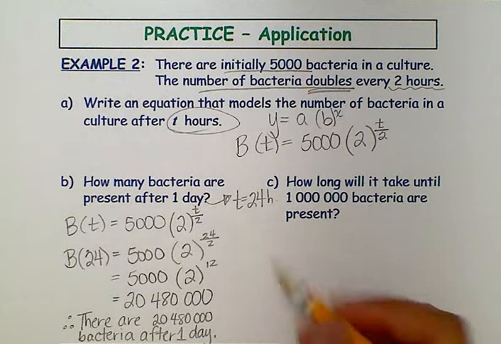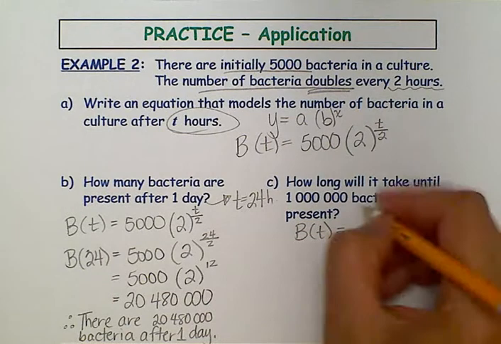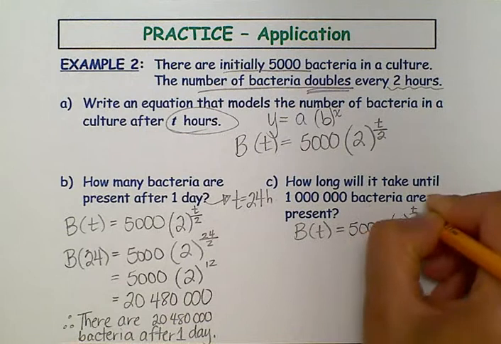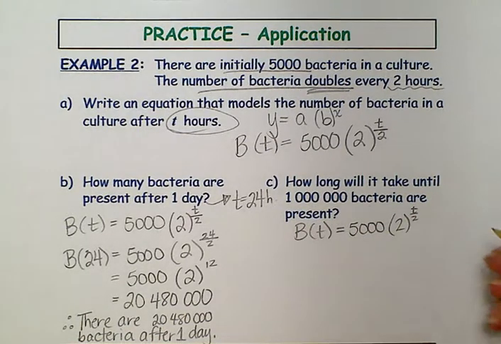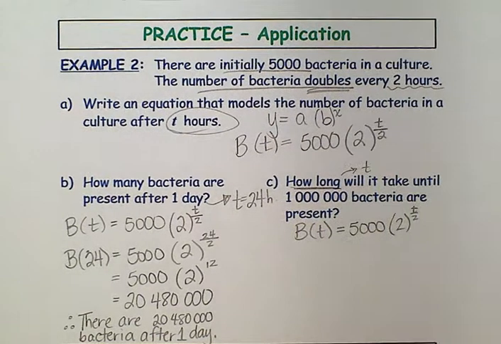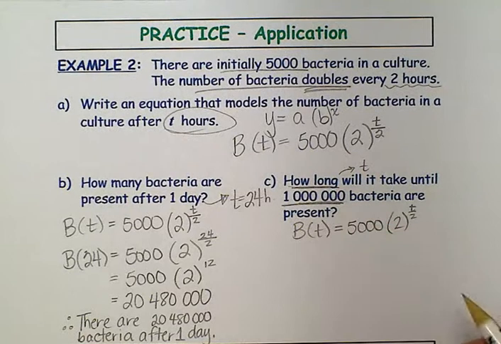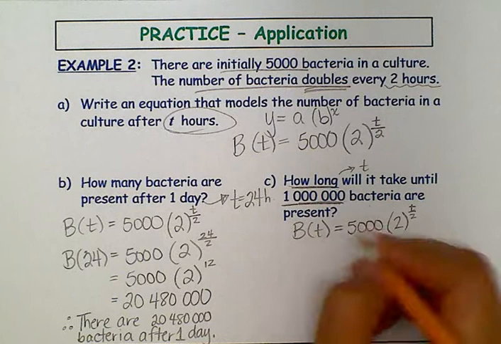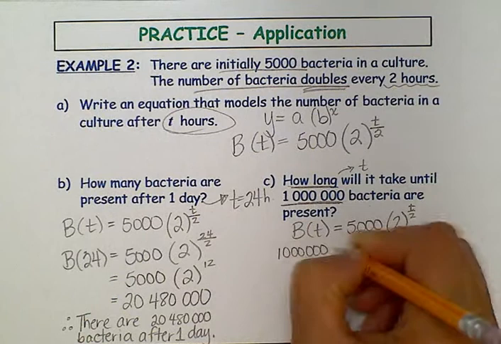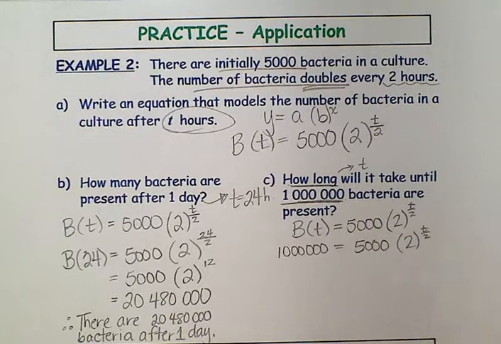So let's start by looking at the equation. I have B of t equals 5,000 times 2 to the exponent t over 2. And what I'm trying to solve for is how long it will take, so I'm looking for a time. And what I'm told is the number of bacteria. So this part here represents B of t. I'm going to replace B of t, which is the number of bacteria, with 1 million. The right side stays the same. And I'm going to try to solve for t.